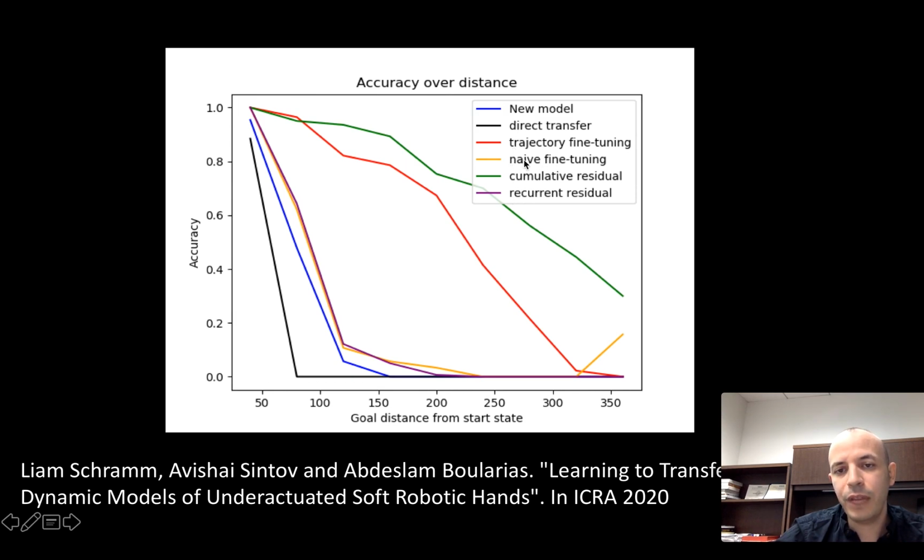So there is a naive fine-tuning of neural networks that people usually do a lot, where they take the original neural network and then they just fine-tune it by using data from the second domain. We had also the recurrent residuals where we used the recurrent neural network. And actually the method that we proposed, which is the cumulative residuals, works the best. So you can see that the error drops more slowly as the goal moves further from the start position.